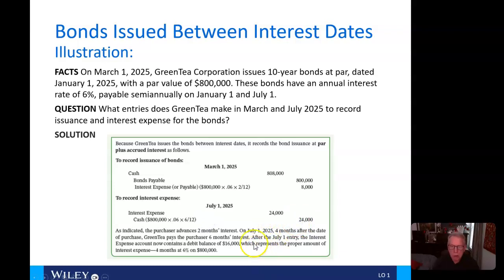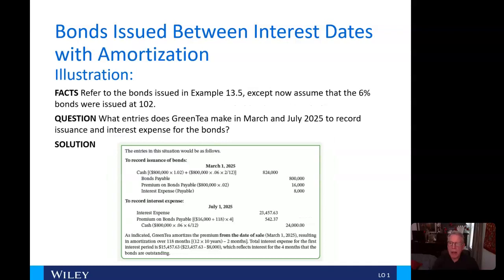So in effect, the purchaser advances 2 months of interest. On July 1, 4 months after the date of purchase, Green Tea pays the purchaser 6 months of interest. So that offsets this interest expense by $8,000, which leaves us with a debit balance in interest expense of $16,000. And that represents the proper amount of interest expense for 4 months. Pretty straightforward there.